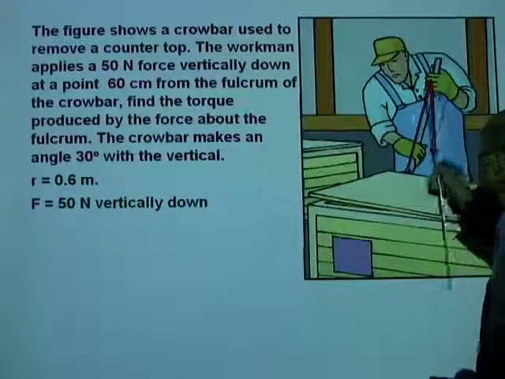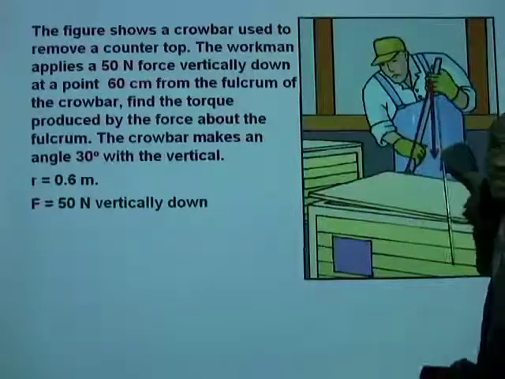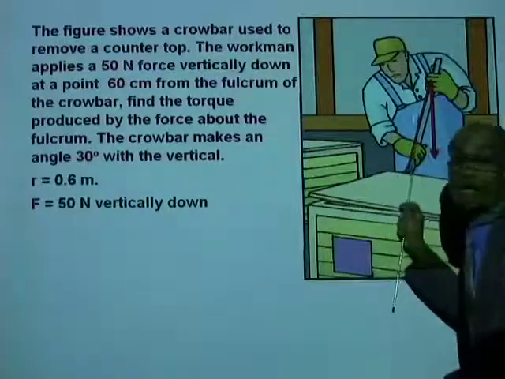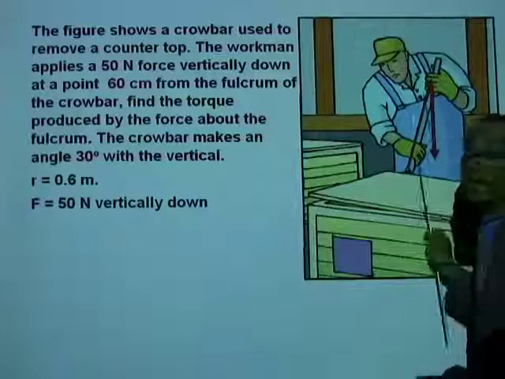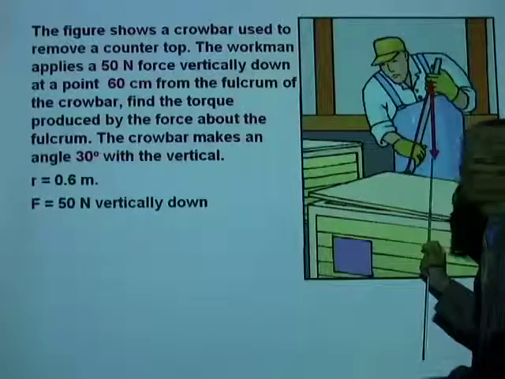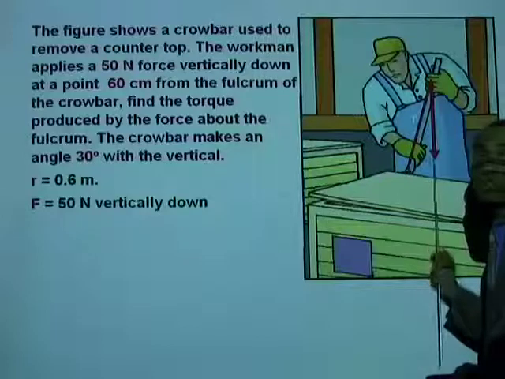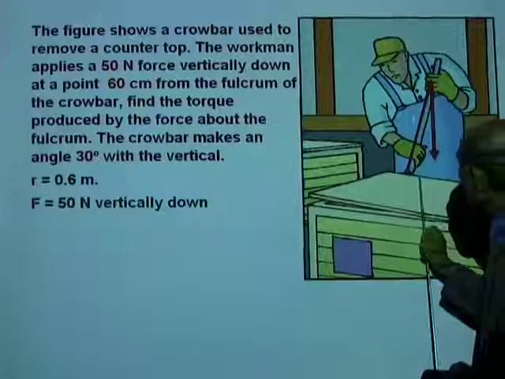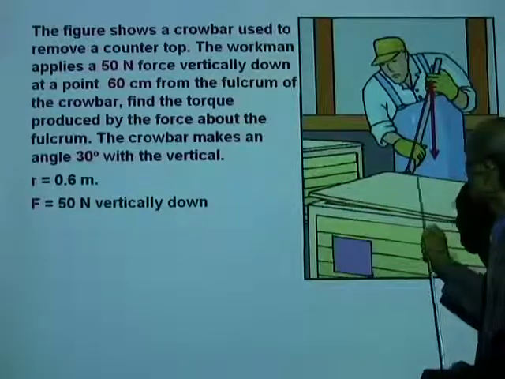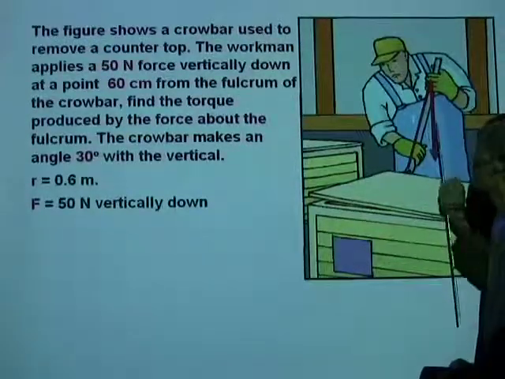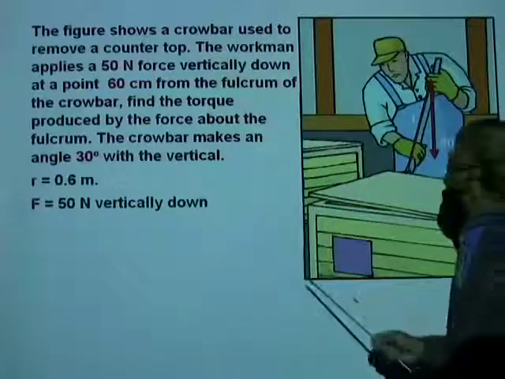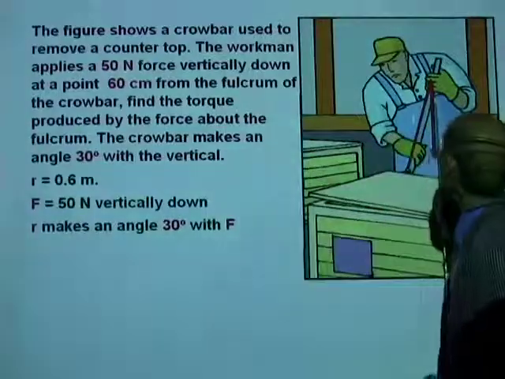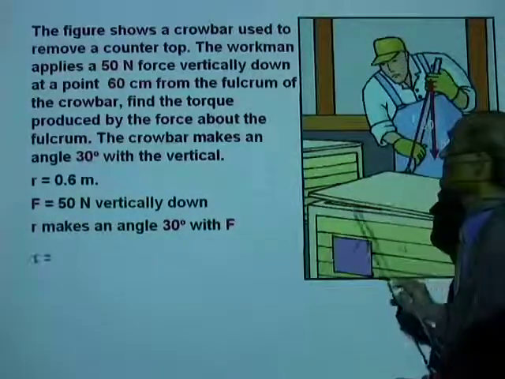Now, that means if you look at the R vector and the F vector, the torque arm will not be the whole of R here. The torque arm will be this distance. Look at that. If I bring it all the way down here, it will be this distance, which will be R sine theta. What is the angle? The angle R makes with F is 30 degrees.